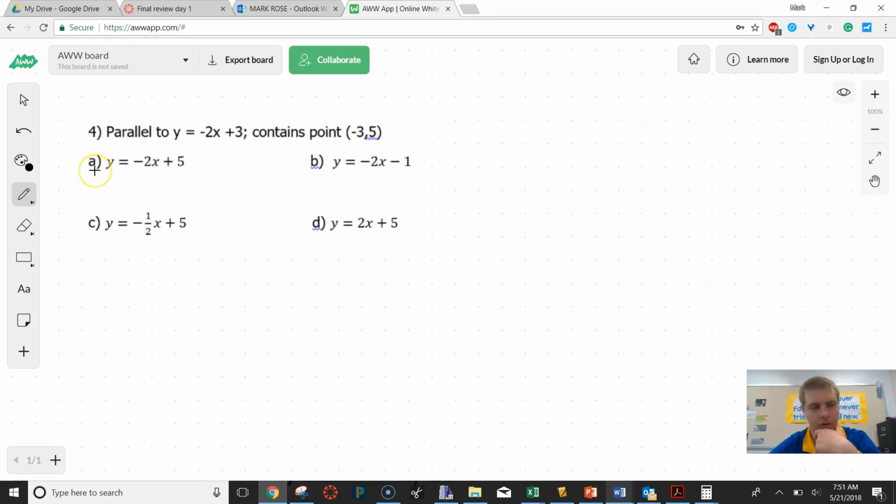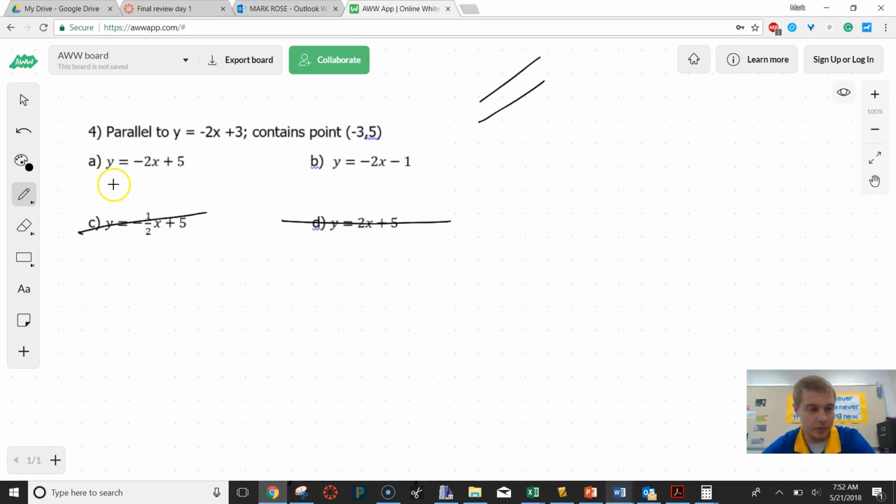Okay, we have a parallel line question. And the first thing you should know if the lines are parallel is that they should have the same slope. So right off the bat, C and D are done. I don't even need to worry about them. And now there's two ways you could do this. You could actually find the parallel line, or you could just check which of the two multiple choices would work. In this case, I'm just going to check which of the two multiple choices would work.